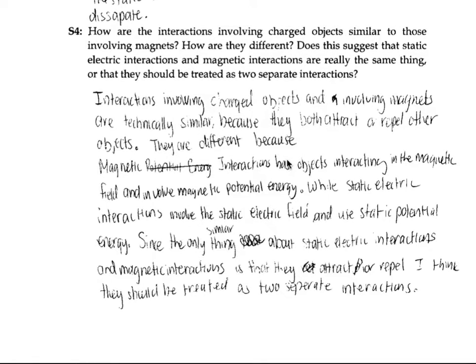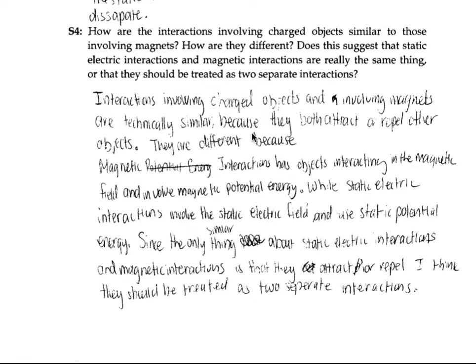And for the last question, I have the interactions involving charged objects and including magnets are technically similar. So the static electric objects and the magnetic objects are technically similar because they both attract and or repel other objects, but they are different because magnetic interactions have objects interacting in the magnetic field and involve magnetic potential energy, while static electric interactions involve static electric field and use static potential energy.